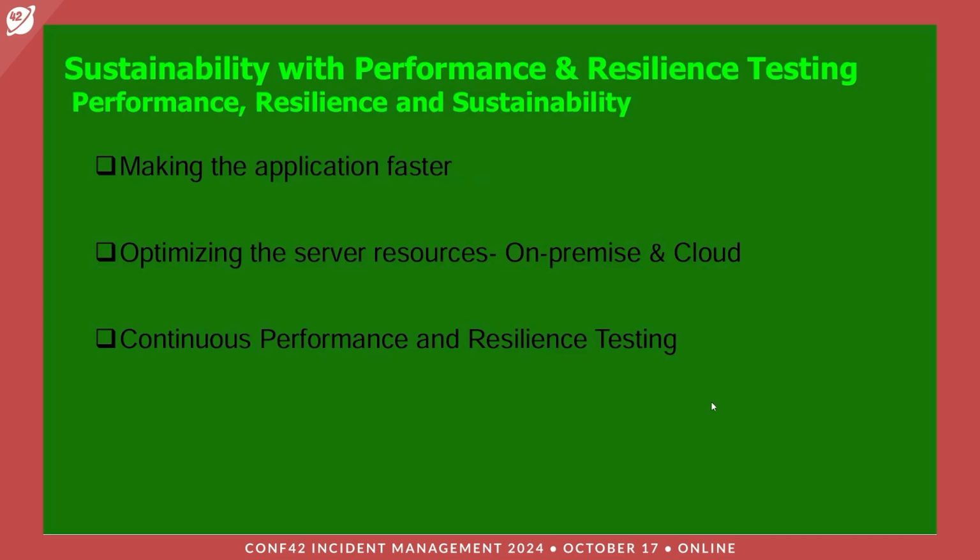So overall, our objective is to minimize the wastage and optimize the resources as much as possible so that it can be more sustainable. It can reduce the carbon footprint to the society, right? And we all can do this by conducting continuous performance and resiliency testing. And in cloud, you can think about sustainable capacity planning. So these are the ways you can think about it, right?